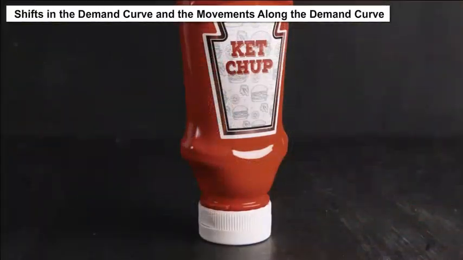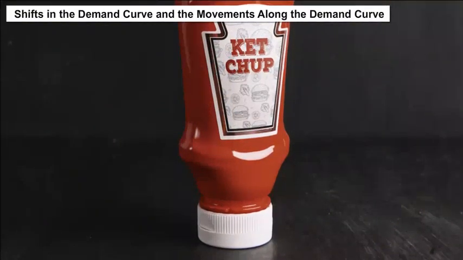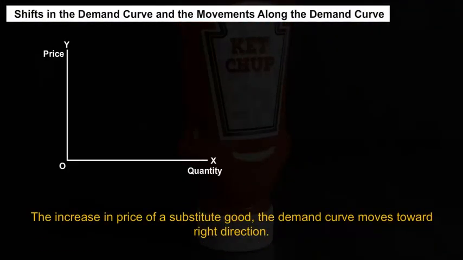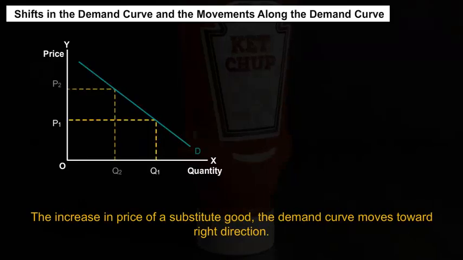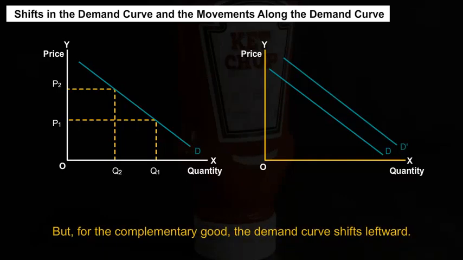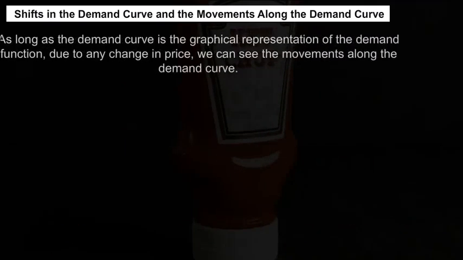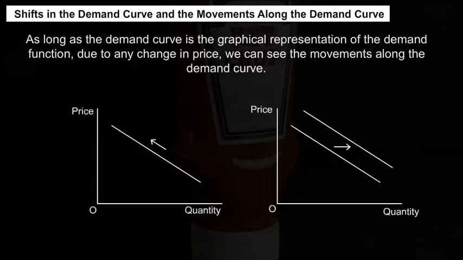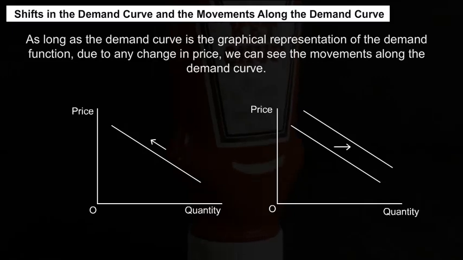Shifts in the demand curve and movements along the demand curve. When the price of a substitute good increases, the demand curve moves toward the right. But for a complementary good, the demand curve shifts leftward. As the demand curve is a graphical representation of the demand function, due to any change in the good's own price, we see movements along the demand curve.